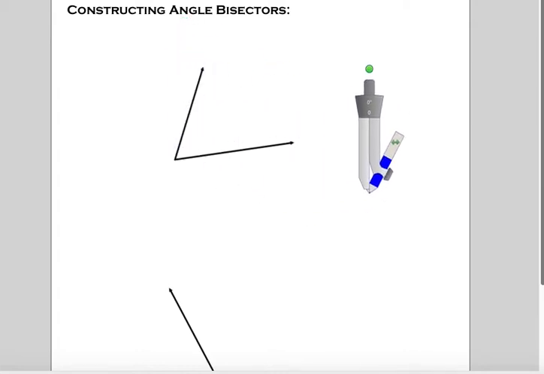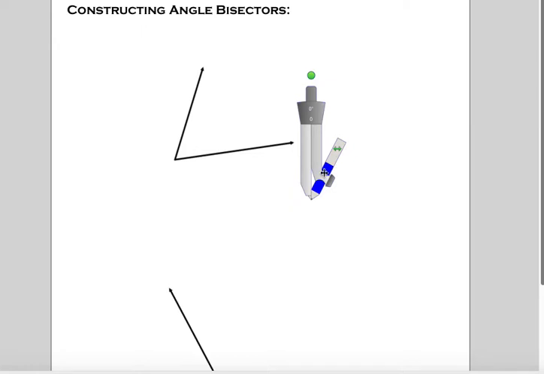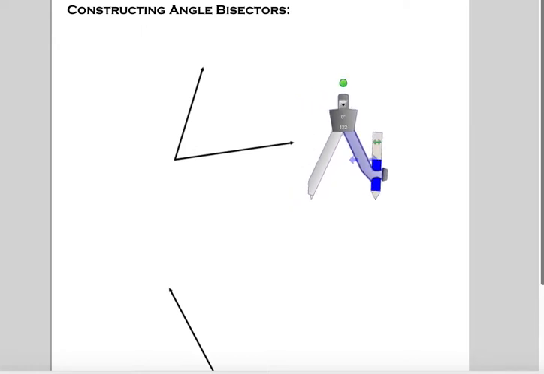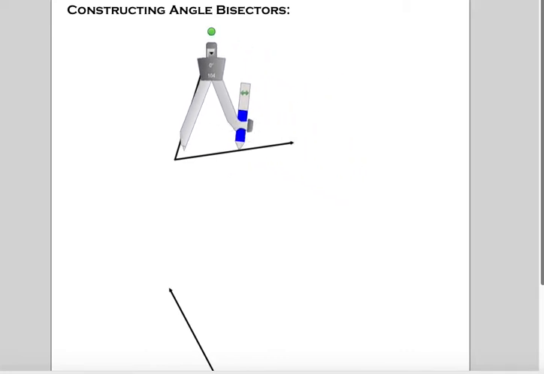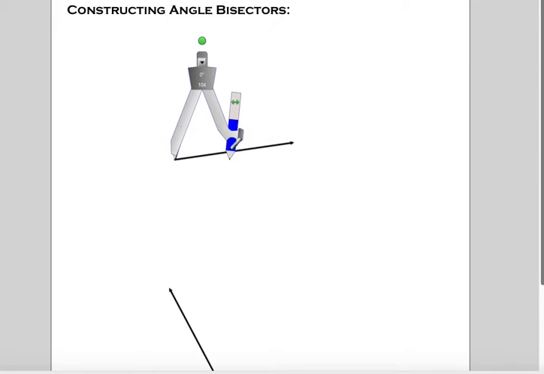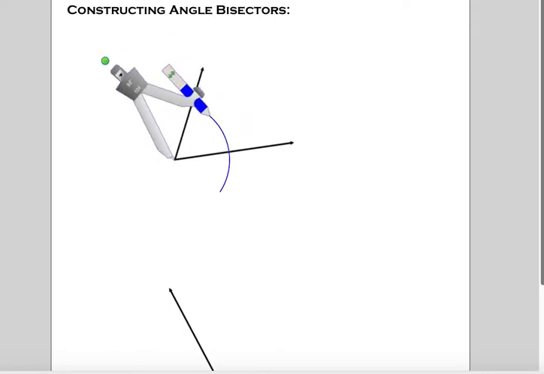The first arc, second arc, and third arc are going to be the same exact size every time. That size is kind of up to you. I'm going to go with this. You don't want it to be more than the side of the angle or it won't cross it, so that's important. So here's going to be my first arc.